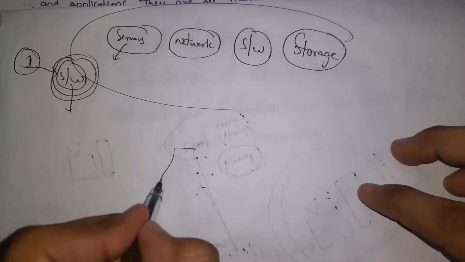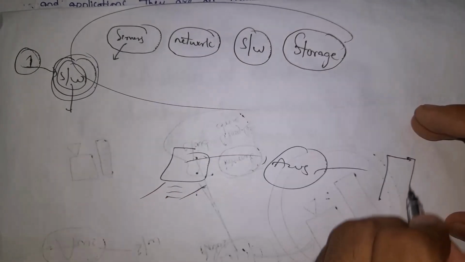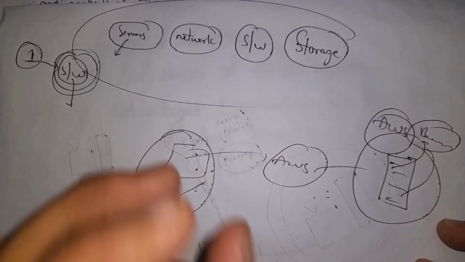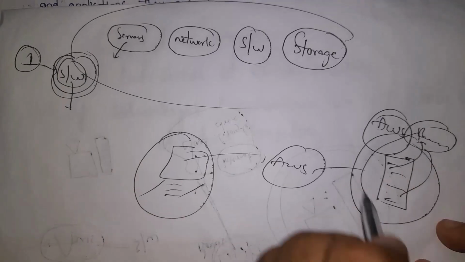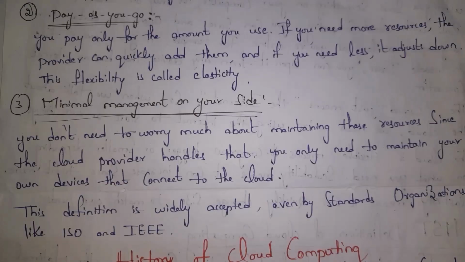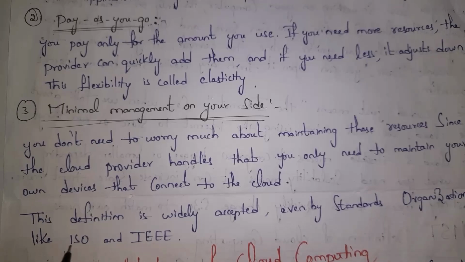For example, by using my laptop, I will open the AWS website, and I will take one server for rent from the AWS website. So you only need to maintain your laptop in order to open the internet, that's it. You don't need to worry about this server. It is the AWS company's responsibility to maintain the server. So the NIST definition of cloud computing is saying that you can take various kinds of resources like servers, storage, services, software, etc. for rent by using the internet in cloud. And this definition is widely accepted even by standards organizations like ISO and IEEE.